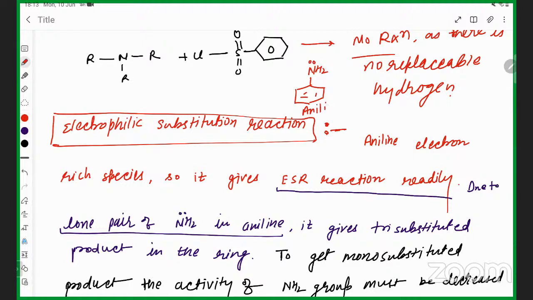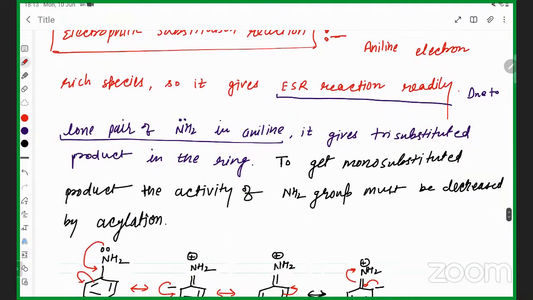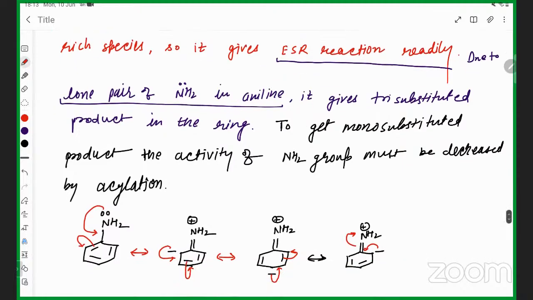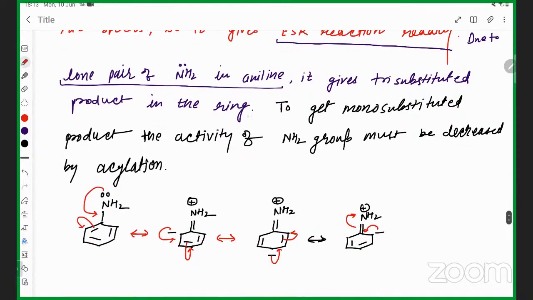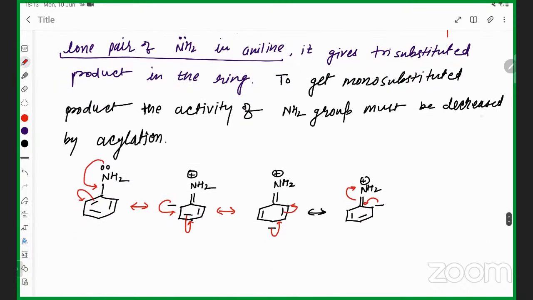Now aniline becomes a highly electron activating group. So what is the point they are saying? Aniline is an electron rich species, so it gives electrophilic substitution reaction readily. Due to the lone pair of NH2 in aniline, it gives a tri-substituted product in the ring. To get a mono-substituted product, the activity of the NH2 group must be decreased by acylation.